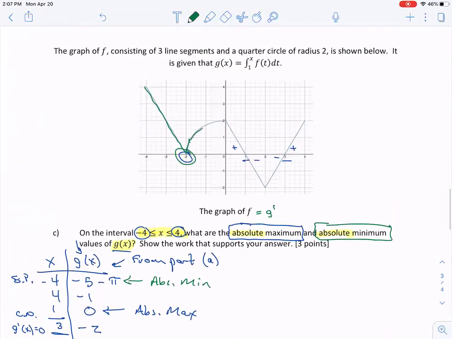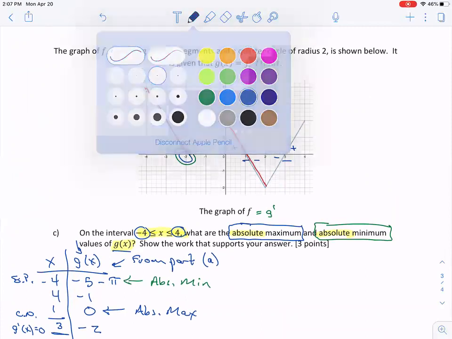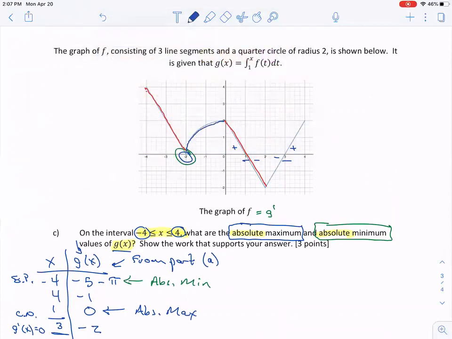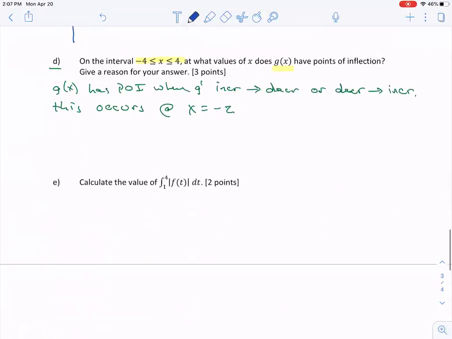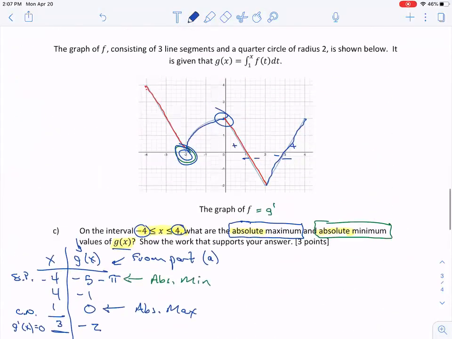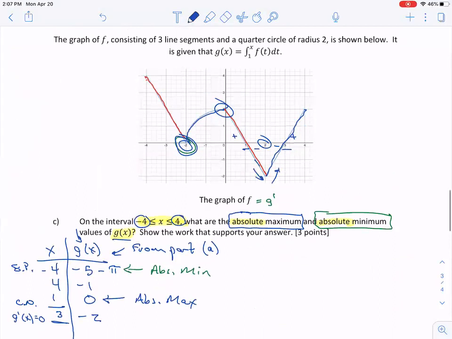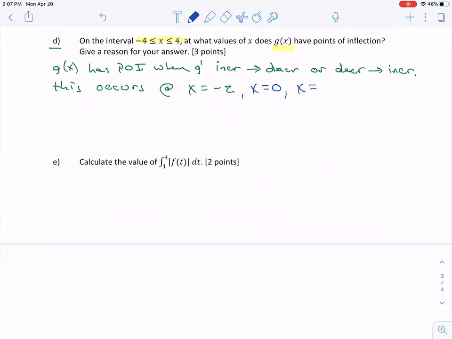Now my graph is increasing. I'll show this is where my graph is decreasing, just show that in red. And then in blue, just show where my graph is increasing. So it looks like I've got one there at x equals -2, got another one at x equals 0. And I have a third at x equals +2, changes from decreasing to increasing.